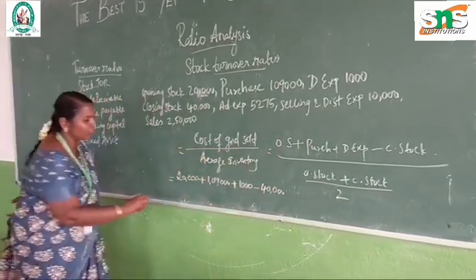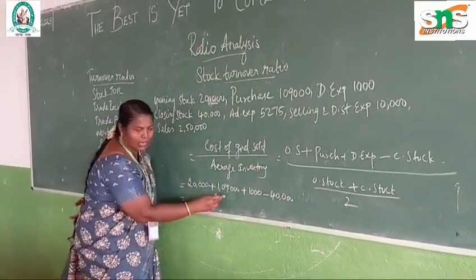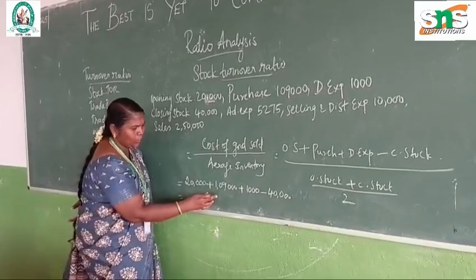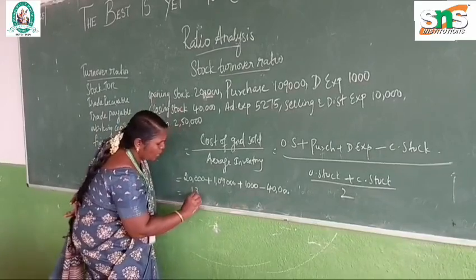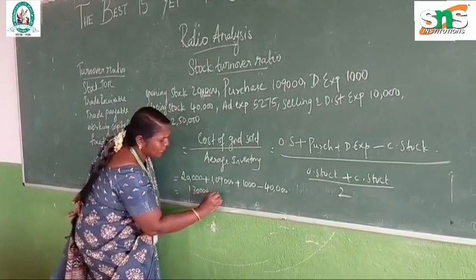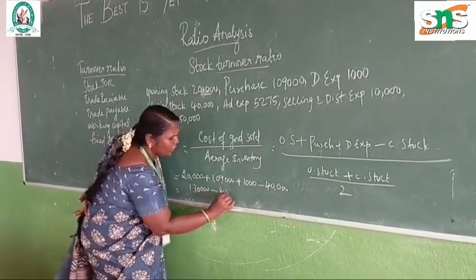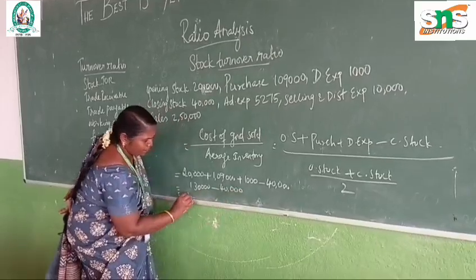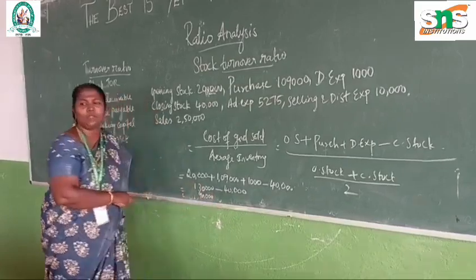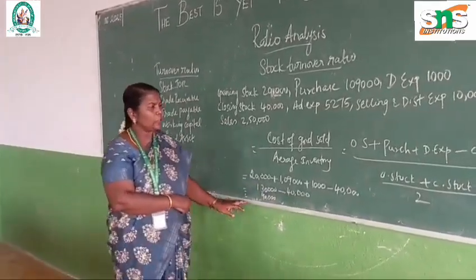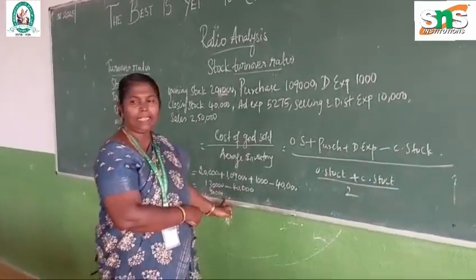First we will complete the cost of goods sold. 20,000 plus 1,09,000 is 1,29,000. Direct expenses are 1,000, so 1,30,000. Then 1,30,000 minus closing stock 40,000 is 90,000. So the cost of goods sold is 90,000.